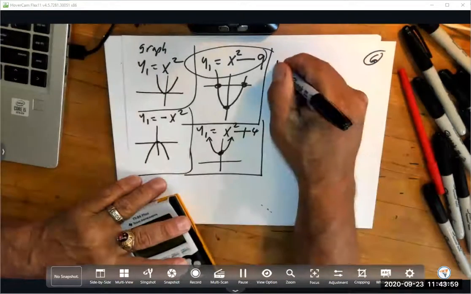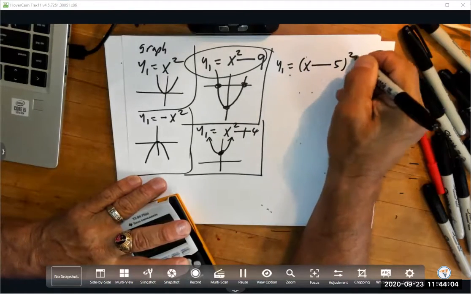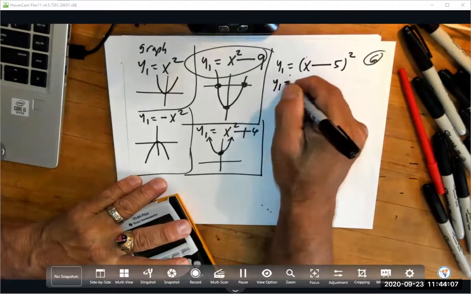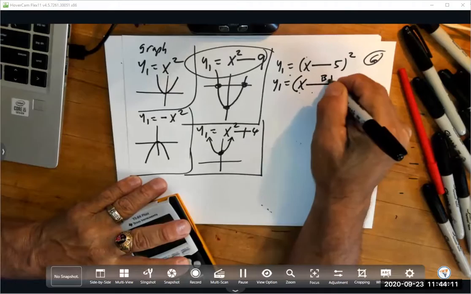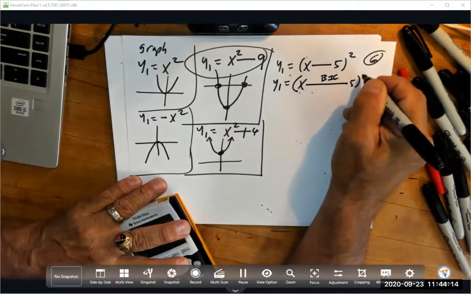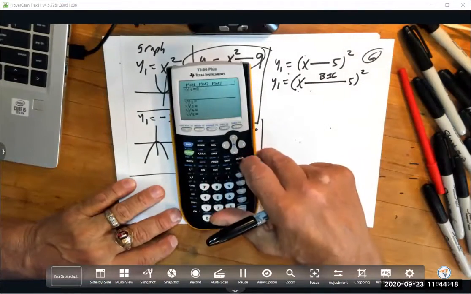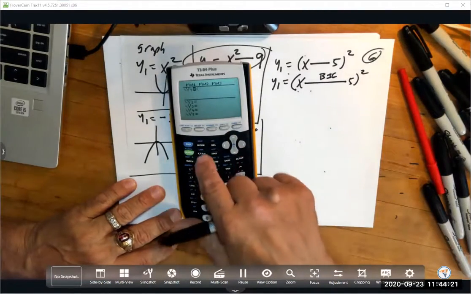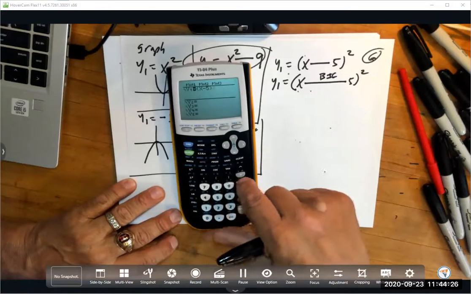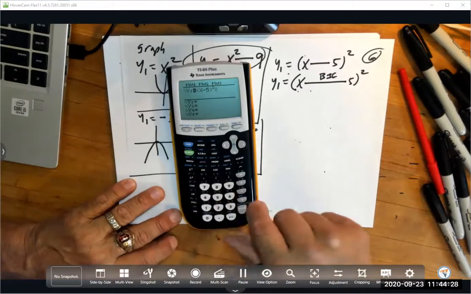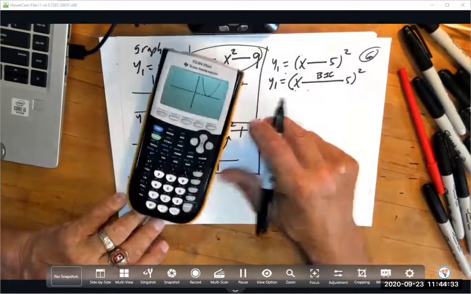Okay, here it is. Ready? I'm going to go x minus 5 squared. So you're going to go y1. You're going to put parentheses, x, big minus sign, 5, and then you're going to square. This is the big minus sign, okay? I'll show you how to do that in the calculator. Y, clear it. And you're going to go parentheses, x, big minus sign, 5, close it. Squared is, there it is. And then hit graph, see what you get. Mine shifted. Okay, I got this graph.